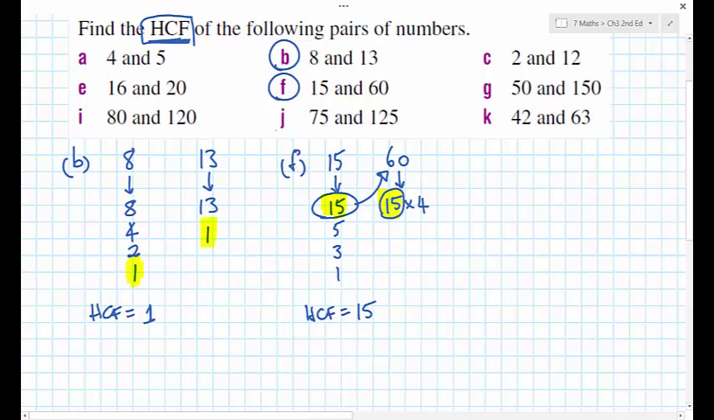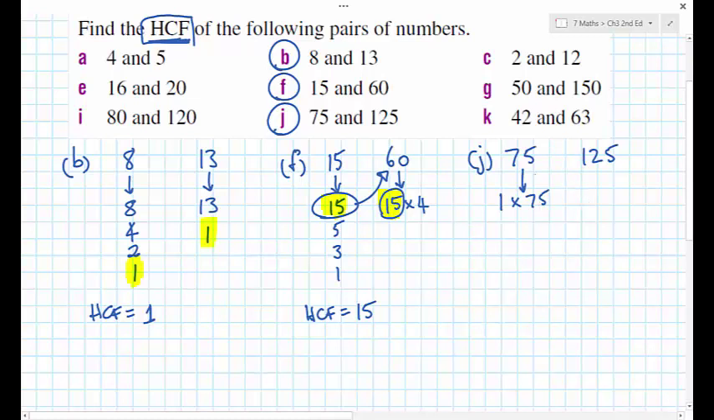Now let's have a quick look at J. With J, I've got 75 and 125. I always start with the smaller number first and look at factors of that number. I want to identify the highest factors first. An easy way is thinking, well, I know 1 will go into it 75 times. So 1 times 75 gives me that.